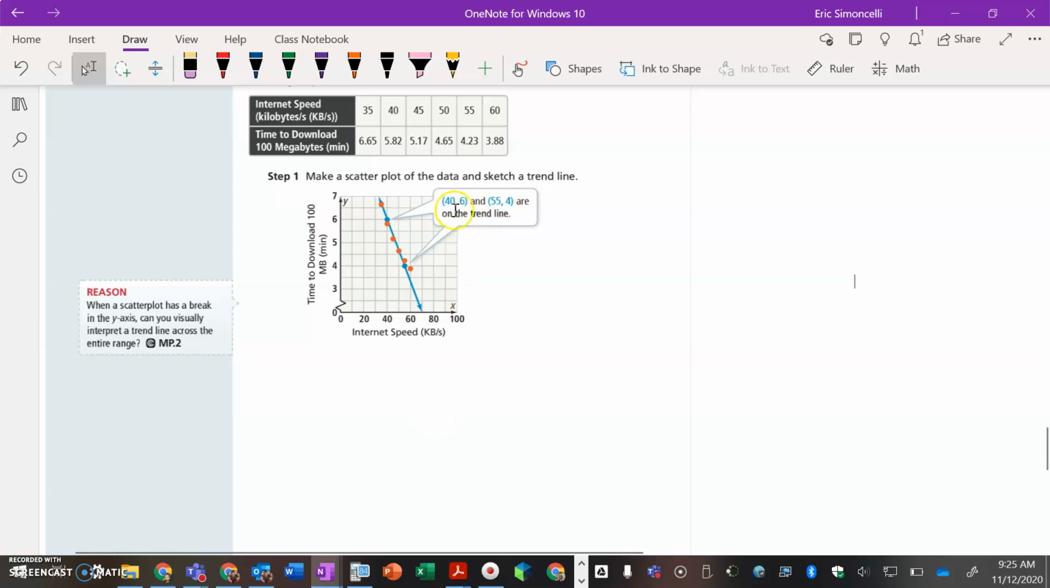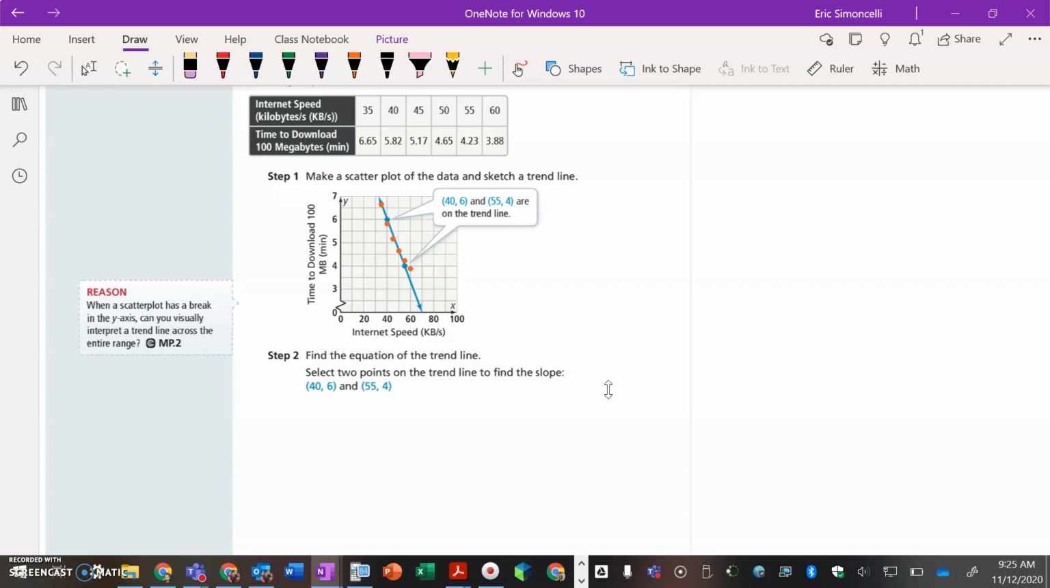They are choosing, as it turns out, 40, 6 and 55, 4 in the context of the point-slope form and then slope-intercept form from there. So step 2 again is to find the equation of the trend line. Select 2 points on the trend line to find the slope. 40, 6, like I said, and 55, 4.